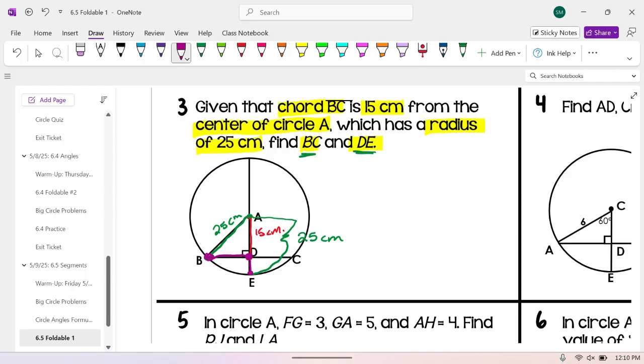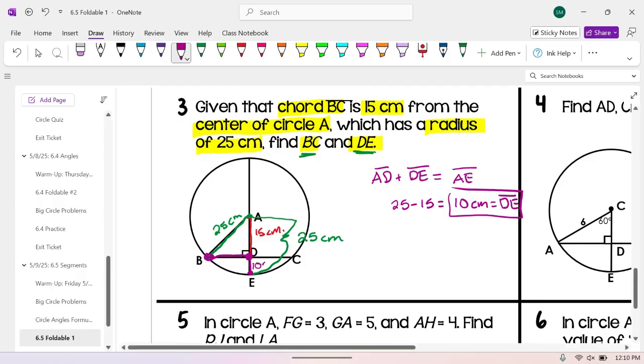Right, we already have two parts of the segment. Since segment AD plus segment DE is equal to the length of segment AE, because it's just two different pieces of it, that means I can take the segment length for AE and subtract the segment length of AD to get DE. So I would do 25 minus 15, and that's equal to what? 10. So 10 centimeters is equal to DE.